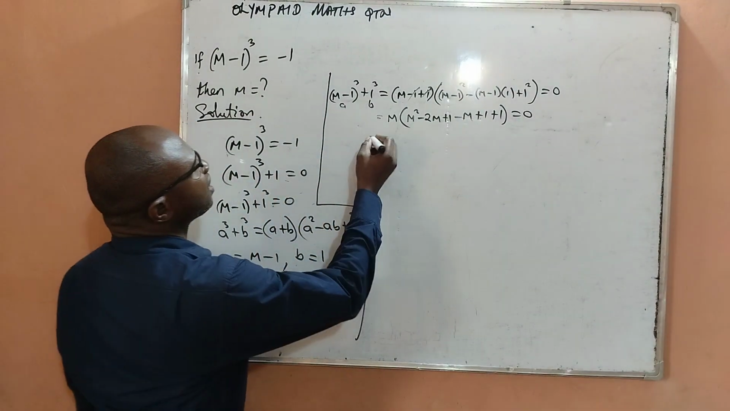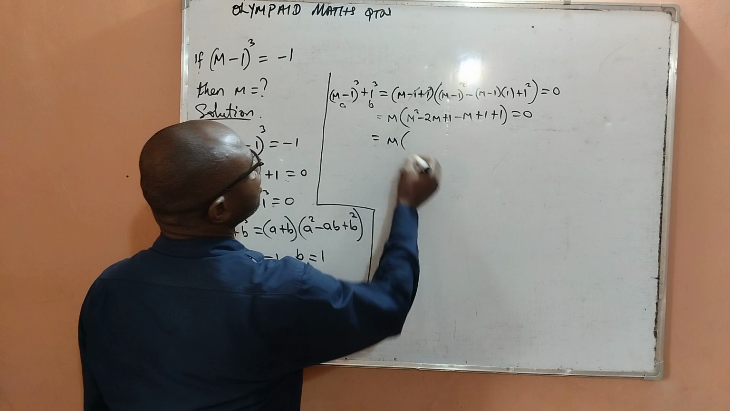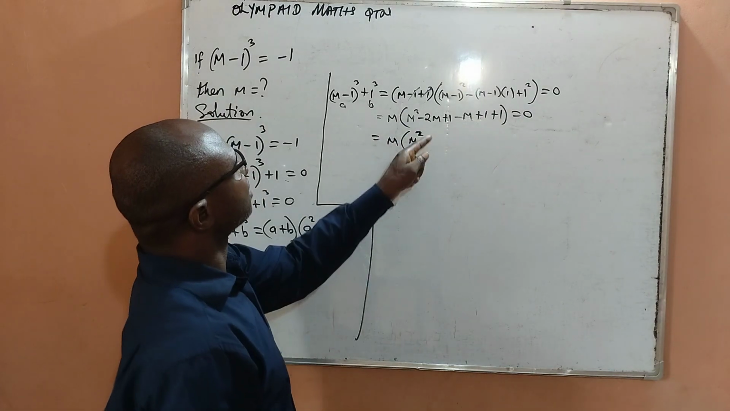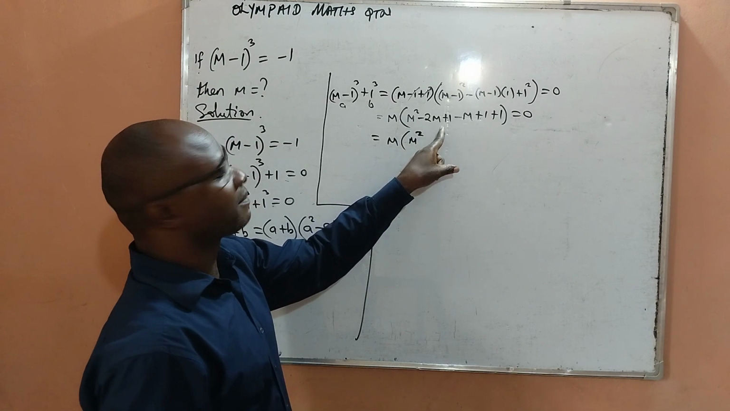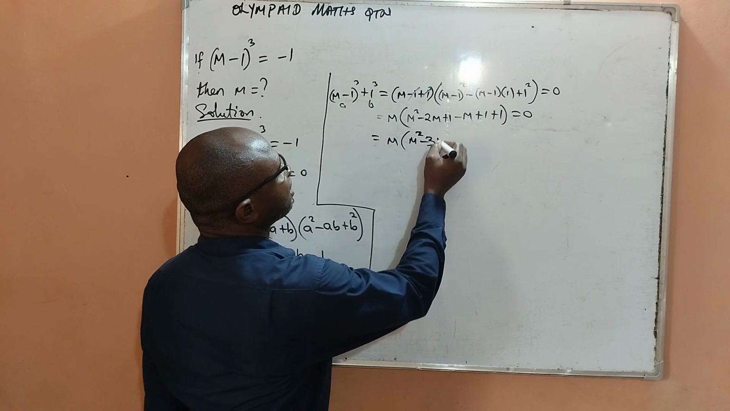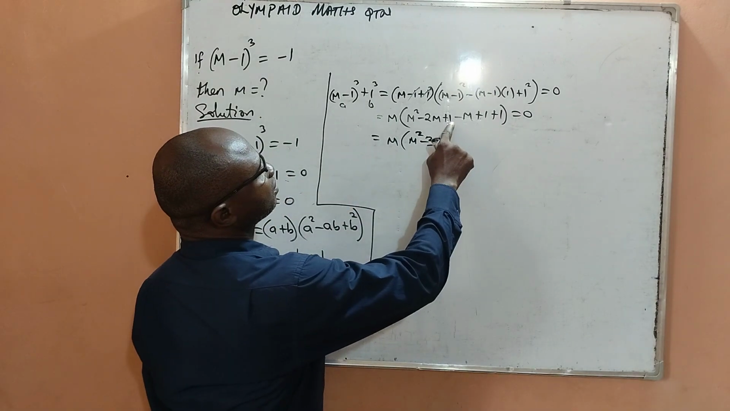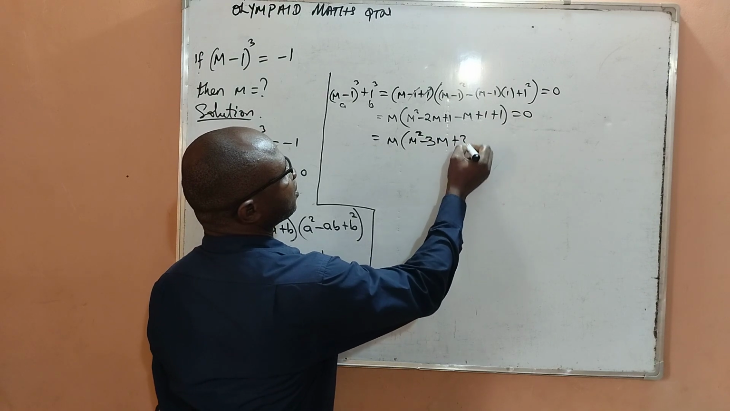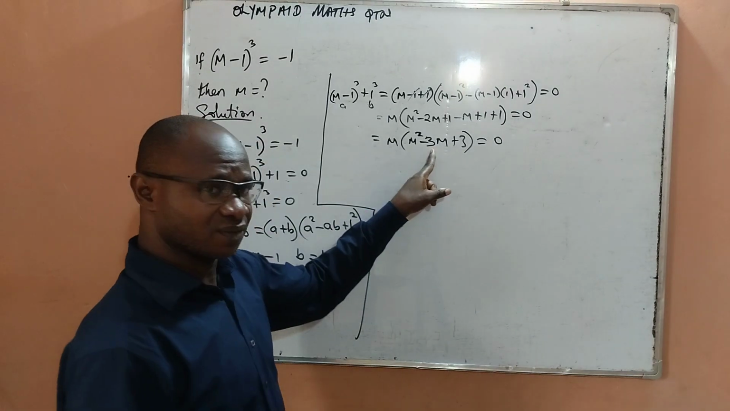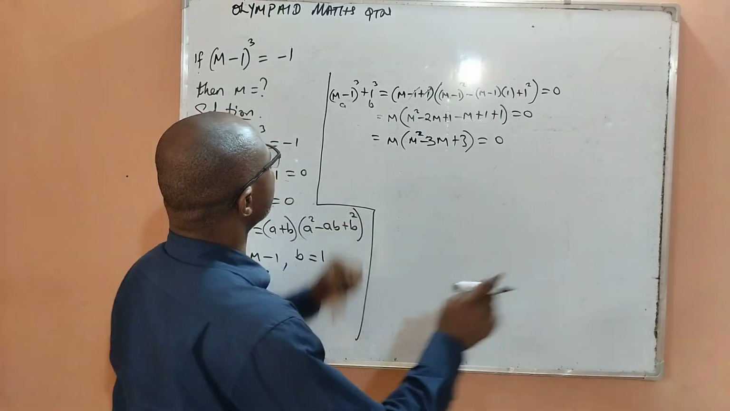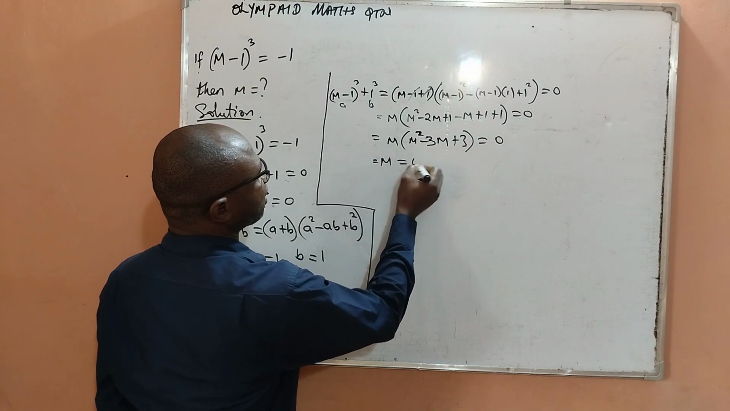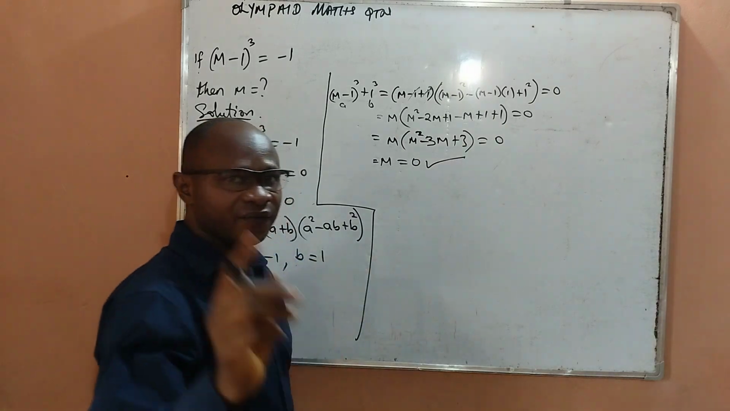It is moving well. This is going to be n into n squared. You can see minus 2n minus n is going to give me minus 3n. Also, 1 plus 1 plus 1 will give me plus 3. Everything is equal to 0. Looking at the first factor, n is equal to 0. Therefore, n is equal to 0, the first answer for the value of n.